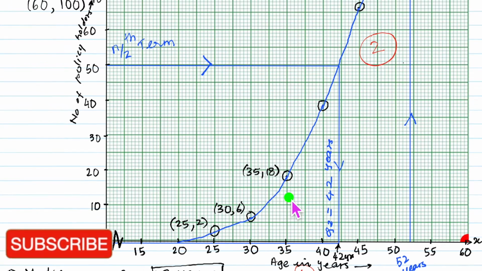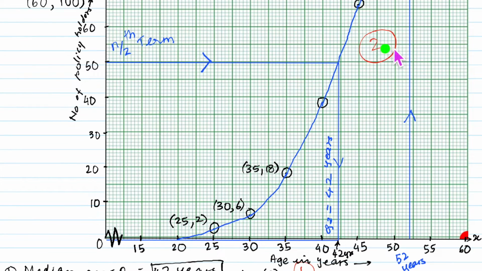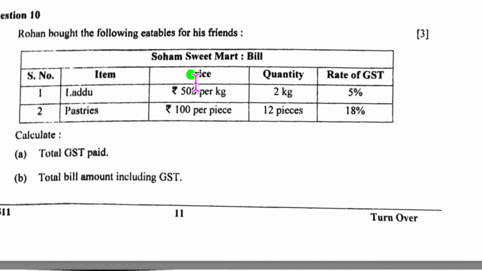Now this question was for 4 marks. So 2 marks will be for getting these values right and plotting the points right and showing all these values here like so and making the curve smooth. All that will be involved with these 2 marks. We come to the last question of this paper, which is question number 10.